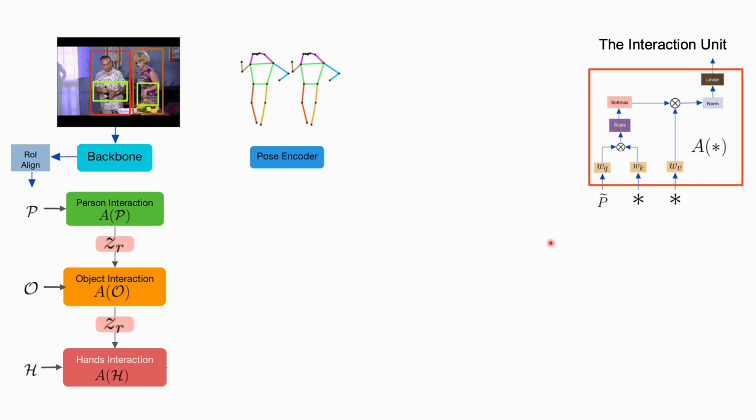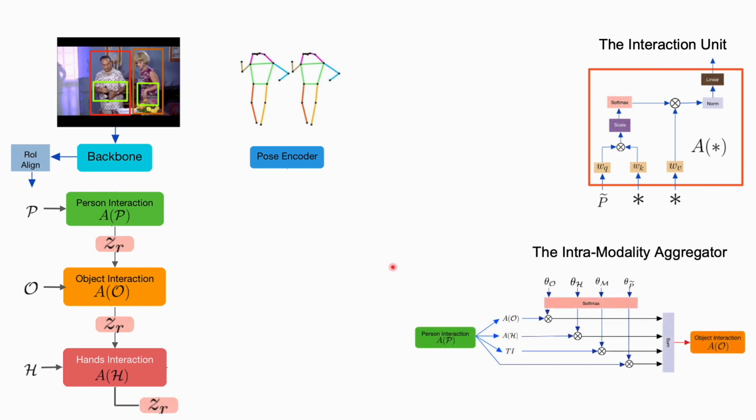Then, to help the modality learn dense and filtered features, we introduce the intra-modality aggregator for the RGB modality called ZR, which outputs a learned combination of features from every interaction unit. The pose modality is similar to the RGB modality, only that we are learning pose features. We use the outputs of the RGB modality as helpers.